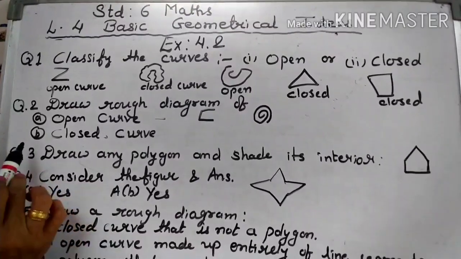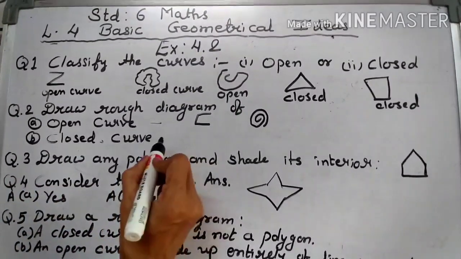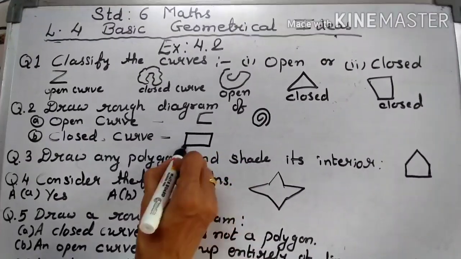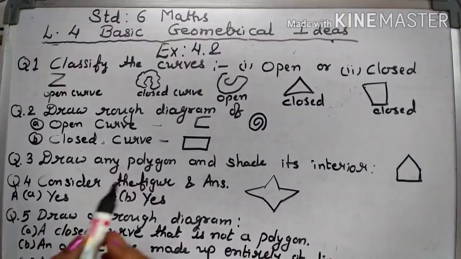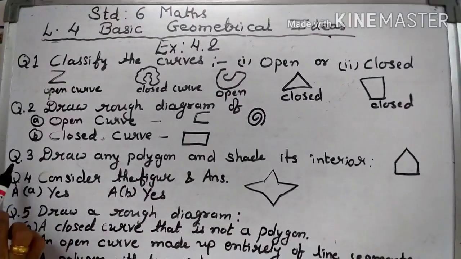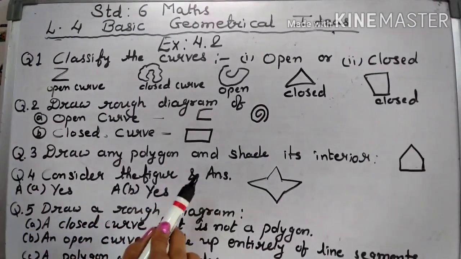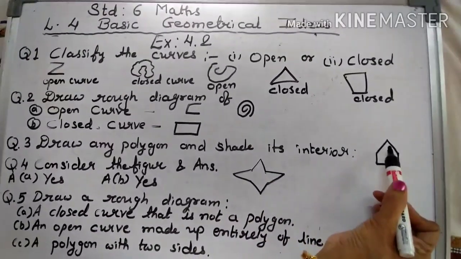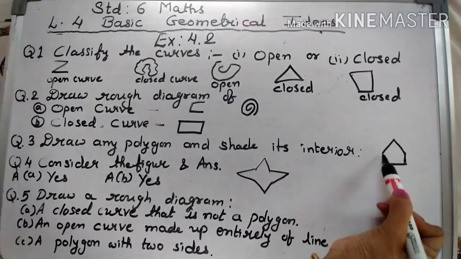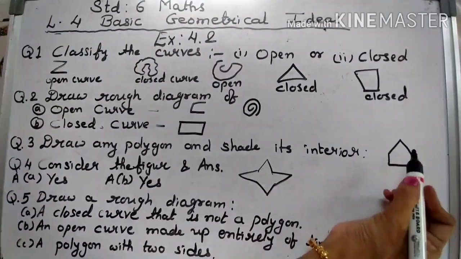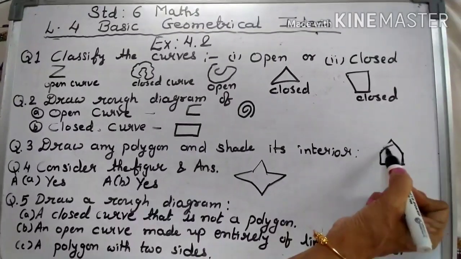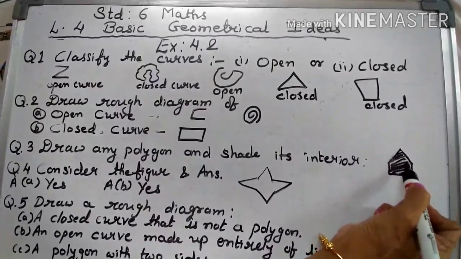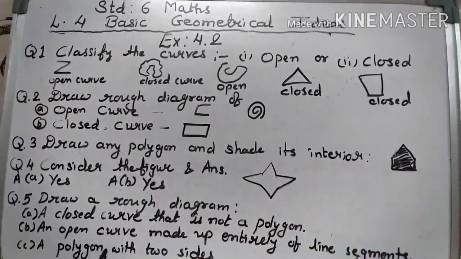Right? Now our second question is closed curve. Now for a closed curve, this is the starting point joined at the ending point. This is your closed curve. Now question number 3. Draw any polygon and shade its interior. Here, this is our polygon. This polygon is made up of 1, 2, 3, 4, 5 line segments. Now you have to shade its interior. This is our rough sketch of a polygon and its interior is shaded.